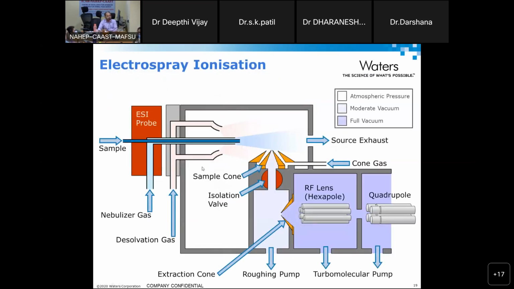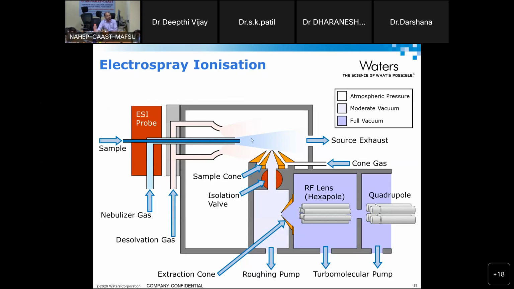Okay, so this is the schematic of electrospray ionization. First you have the electrospray ionization probe. The sample is introduced from the chromatographic system. This blue region is nothing but the electrospray capillary. Capillary voltage is applied at the tip of the capillary, which is basically a high voltage power supply, to initiate the ionization.